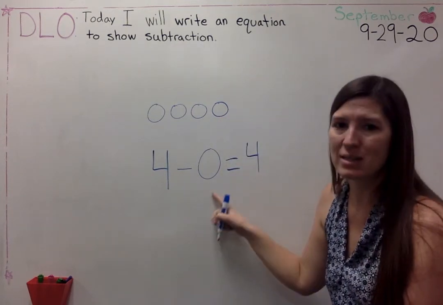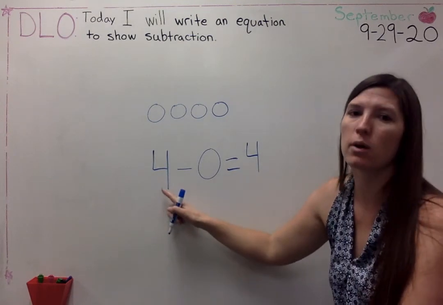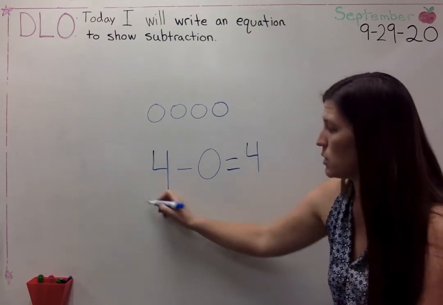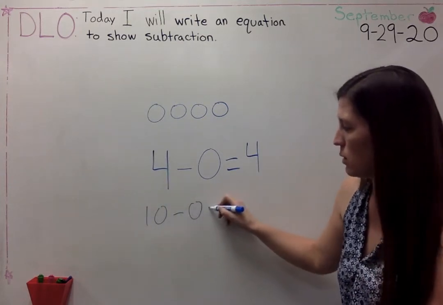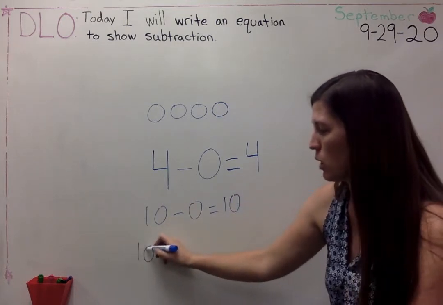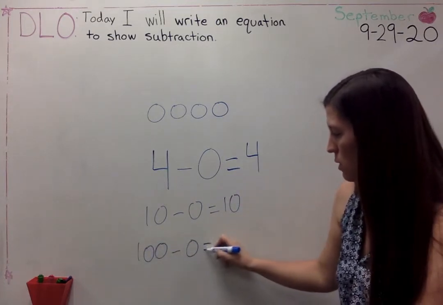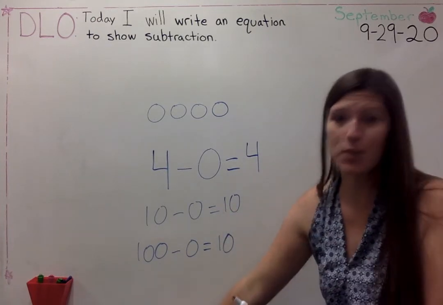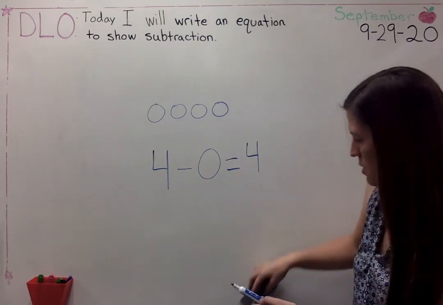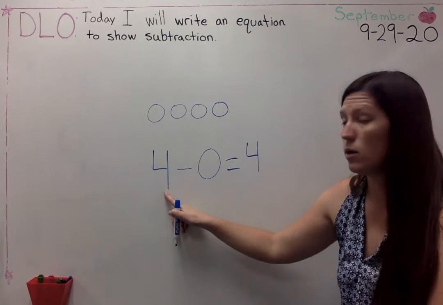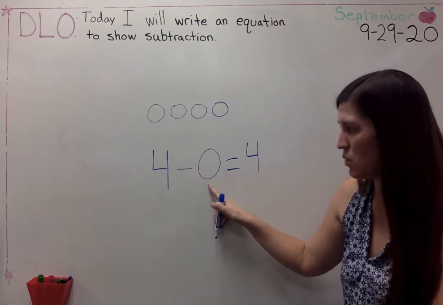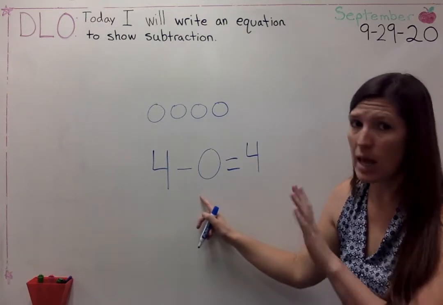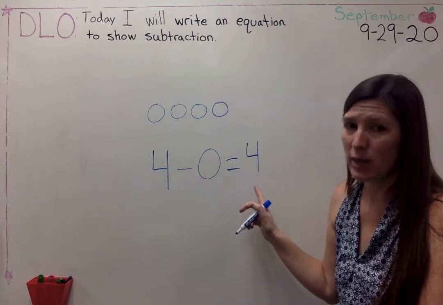Whenever you see minus 0, it's always the first number that you started with because we didn't take anything away. So if this was 10 minus 0, it would still be 10. If it was 100 minus 0, it would be 100. If I had 1,000 minus 0, it would be 1,000. Let's read our equation. 4 minus 0 equals 4. I had 4 cookies. I didn't take any away, so my difference is 4.